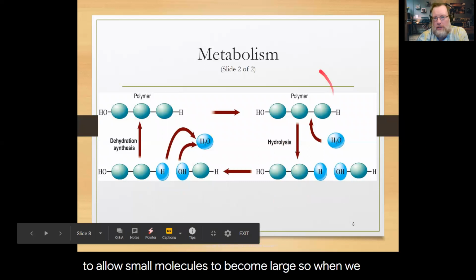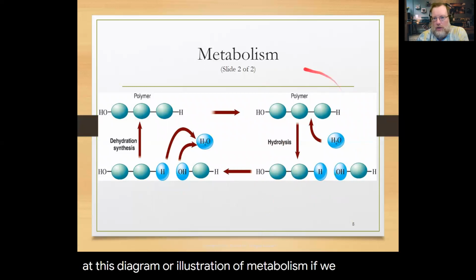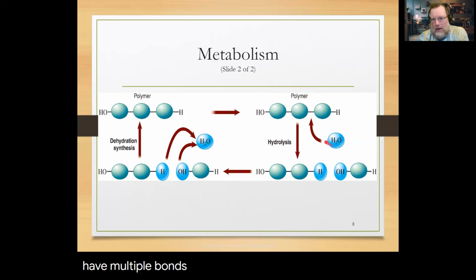So when we look at this diagram or illustration of metabolism, if we start over on this side, we have a polymer, where we have multiple bonds. This is a large molecule. We add water to this large molecule, and it's going to cause a bond to be broken. We call that hydrolysis. Add water, lyse or break a bond. So this big polymer becomes two smaller items.